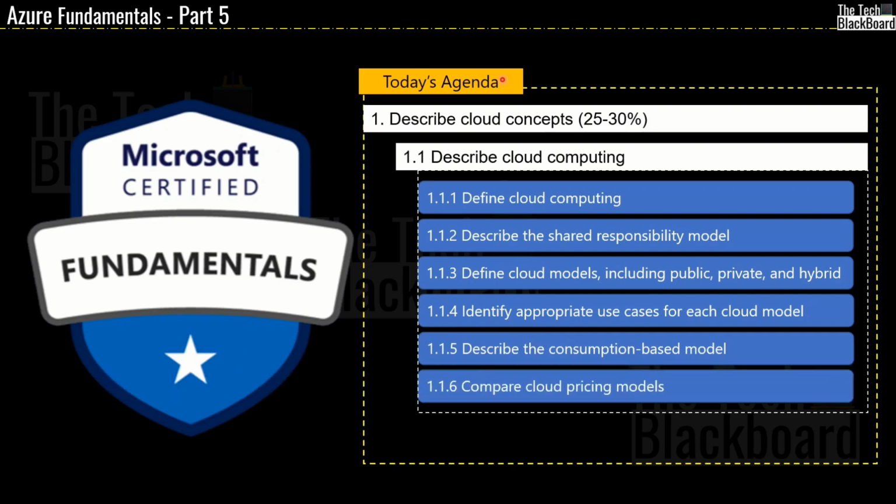And friends, please note that this section holds a weightage of 25 to 30%. Which means that you should expect anywhere from 25 to 30% of the questions from this section itself. So goes without saying that this is quite an important section if you are preparing for AZ-900 certification exam.